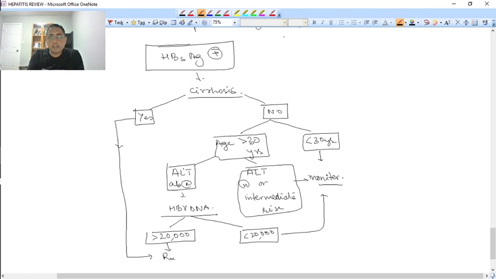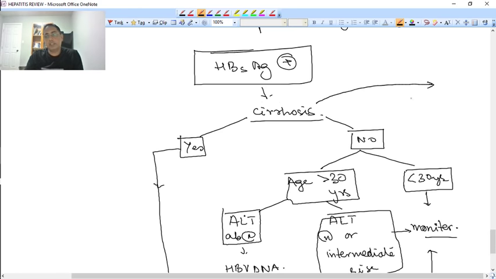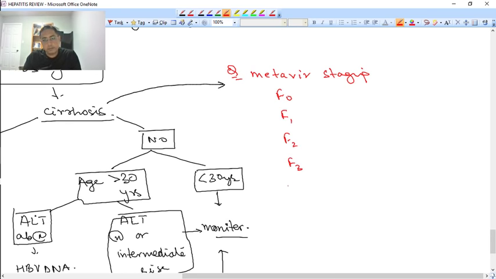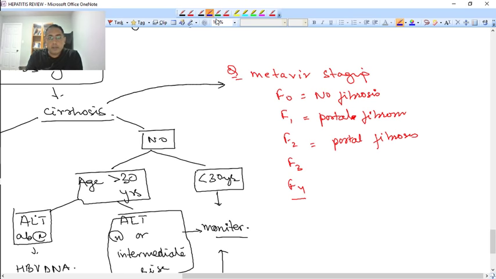So if you just see about the cirrhosis stage, there is something known as the Metavir classification, or Metavir staging. There is F0, F1, F2, F3 and F4. If it is F0, there is no fibrosis. F1 is portal fibrosis with no septa. And F2 is portal fibrosis with septa.